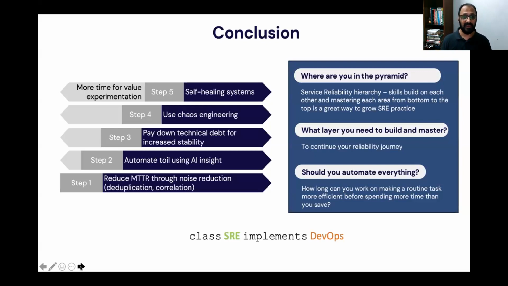Then you pay down the technical debt for increased stability, which means if you had to add an additional node, or if you had to perform automated scale-up configuration, you perform that so that you are able to bring in the stability.